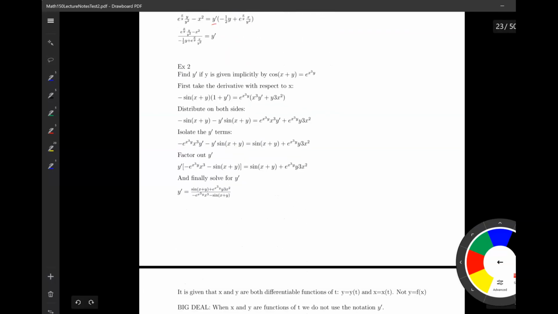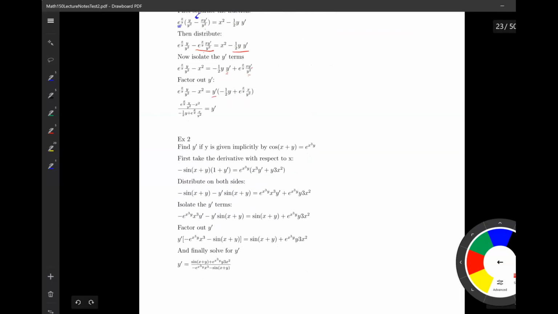All right, another nice hard one. Here we go. This has cosine of x plus y, e to this, product rule. Whew, okay, so let's start with the cosine. Derivative of cosine is negative sine. Carry the angle along. Now multiply by the derivative of the angle. Derivative of x is 1, and the derivative of y is y prime.